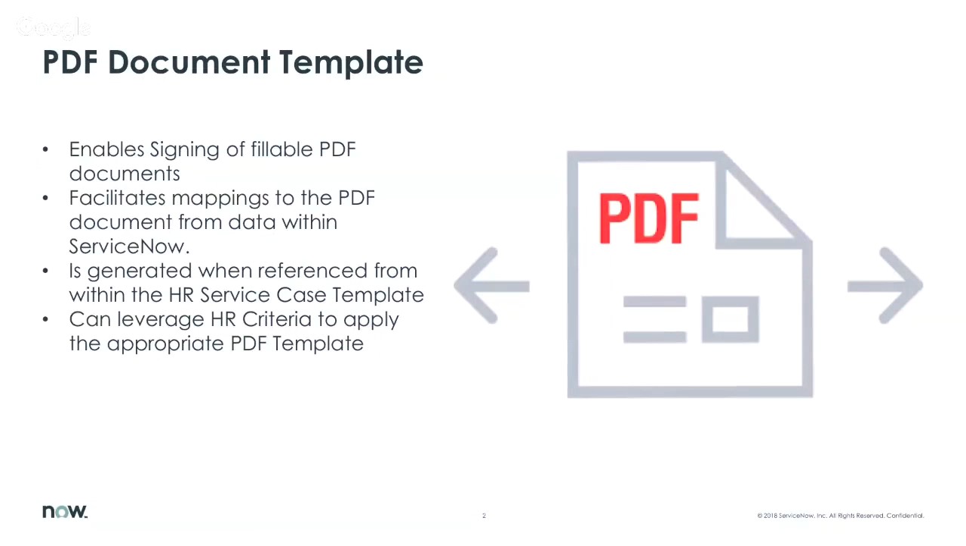So first thing we'll talk about is a document template. So what does it do for us? It enables assigning of fillable PDF documents. It also facilitates the mappings to the PDF document from data within ServiceNow. So we just want a document where we want to pull data in to facilitate that automation. This is generated when referenced from an HR service within HR service delivery. So this is how we can present the fillable PDF to our employees by way of the HR service.